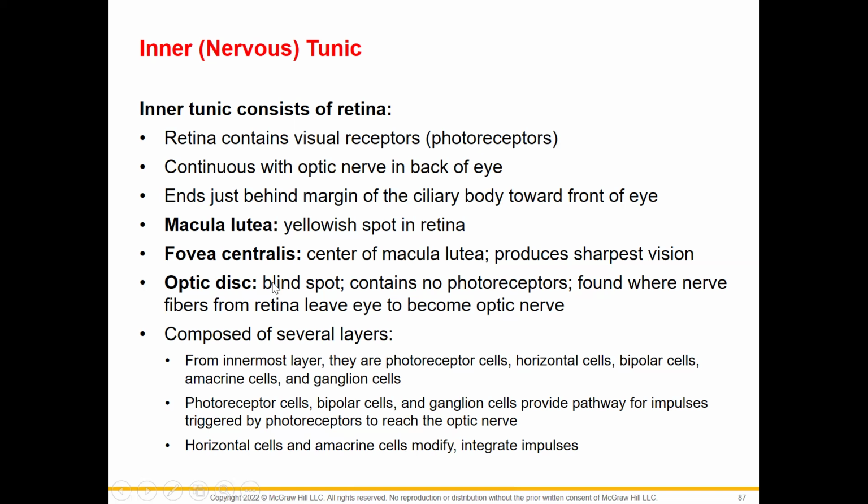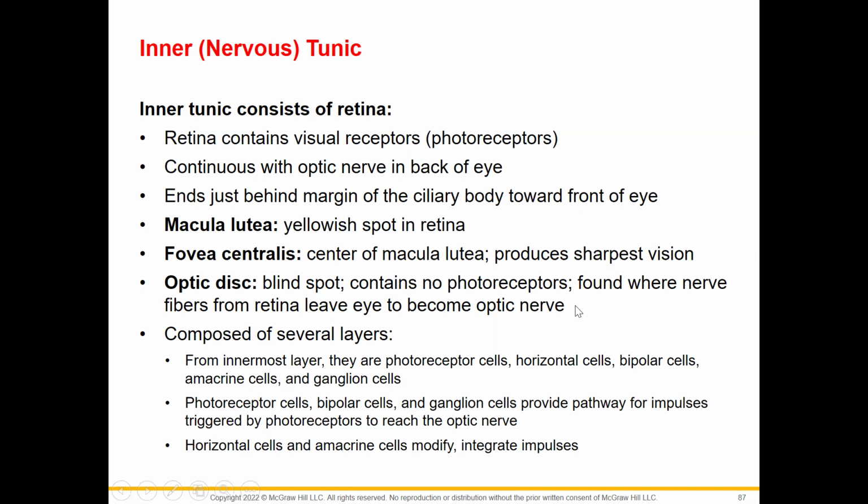Then you have the optic disc. The optic disc is actually a blind spot. This blind spot has no photoreceptors, and it is found where the nerve fibers from the retina leave the eye to become the optic nerve. So in your retina, you have all your photoreceptors except in the place where you don't, the blind spot. So in the optic disc, there are no photoreceptors because all of the nerves leading from the receptors in the rest of the retina are collecting to form the optic nerve.